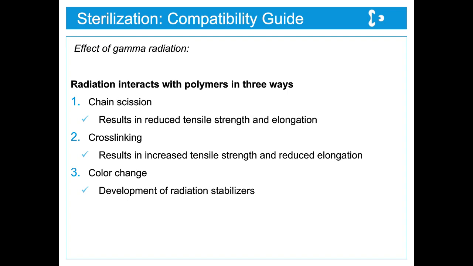When you're manufacturing plastics, there are stabilizers and modifiers that are put into the resin to help in the fabrication process. Now, the gamma irradiation can interact with these stabilizers and actually change the color of the plastic, and it's usually a yellow color it turns.